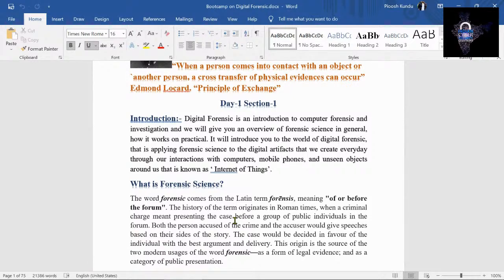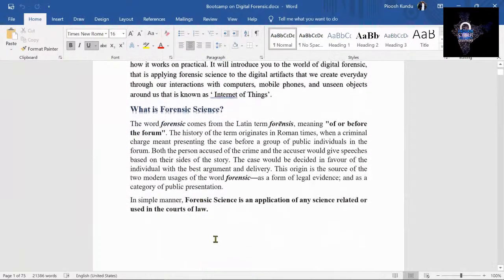Both the person accused of the crime and the accuser would give speeches, each arguing their side of the theory. The case would be decided in favor of the individual with the best arguments and delivery. This origin is the source of the two modern uses of the word forensic: as legal evidence, and as a category of physical presentation. In a simple manner, forensic science is the application of any science related to the court of law.